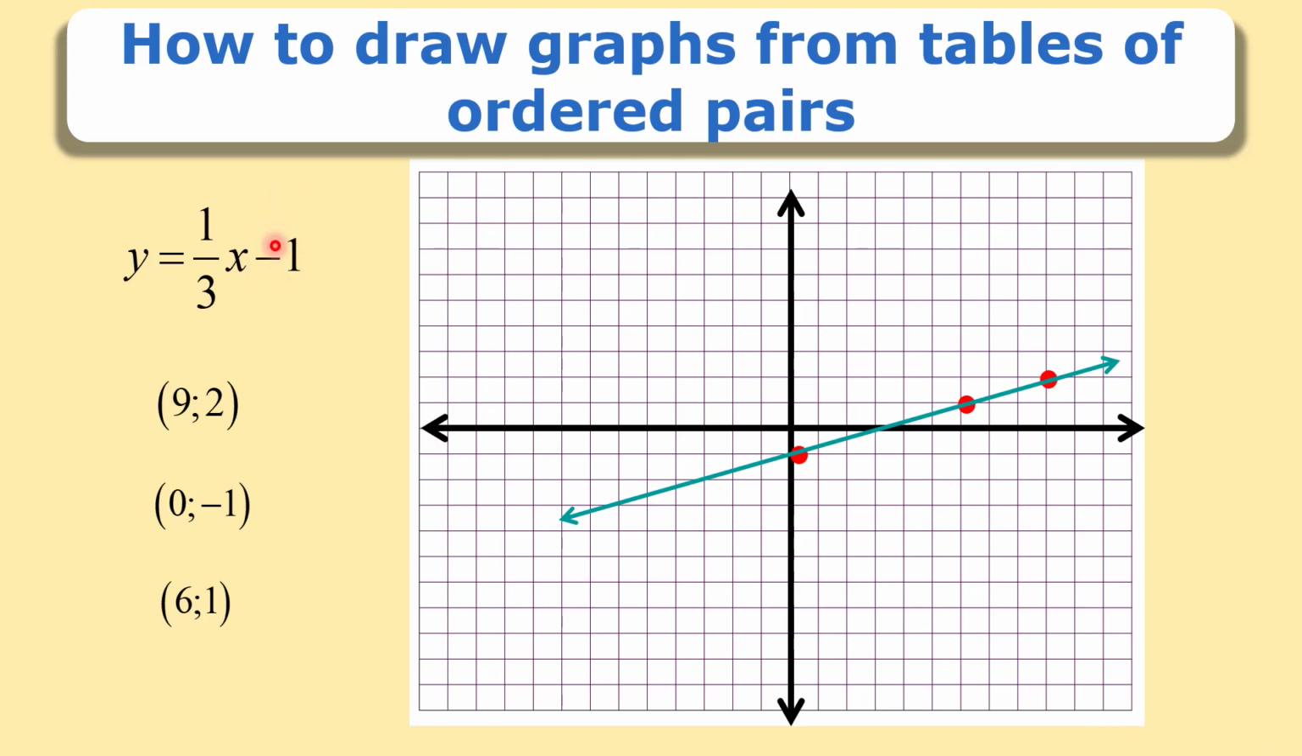Notice this value of -1 on the y-axis. Notice that this value is positive and it slopes up to the right. In this lesson, we learned how to draw graphs from tables of ordered pairs.